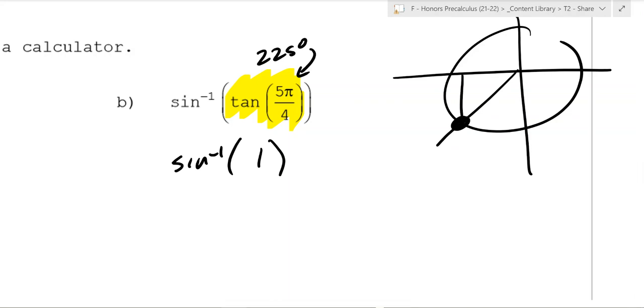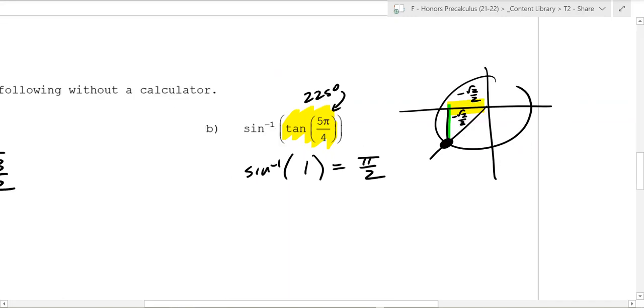So what do you have? You have a negative value and a negative value, and that's negative root 2 over 2 and negative root 2 over 2. So it's sine over cosine. They're the same. So then you have the sine inverse of 1. The sine of what is 1, and that is pi over 2. And again, it's only one answer in this case because we're limiting ourselves on the domain of sine inverse.